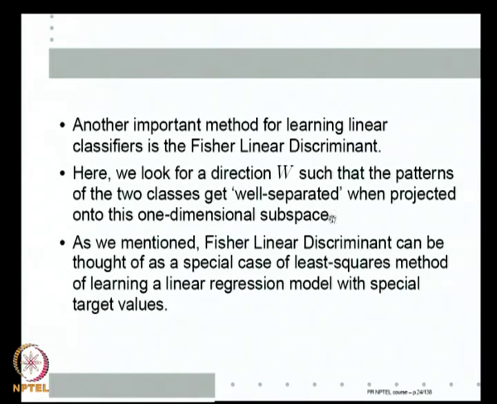Normally, when I am running a two class classifier, I think of the target values as binary. There are still two values, but if I take some special values, then as we see in the Fisher linear discriminant, it can be thought of as a special case of linear least squares. So, it is essentially a linear least squares method.